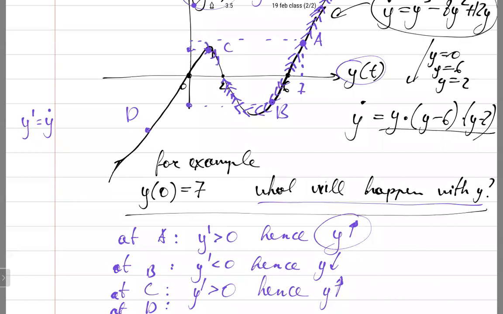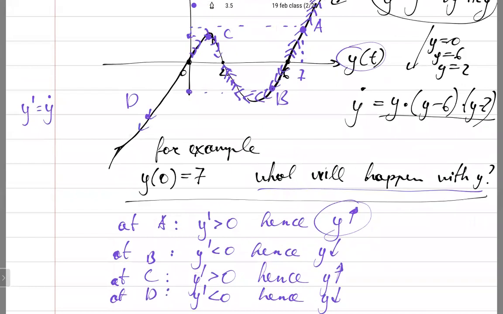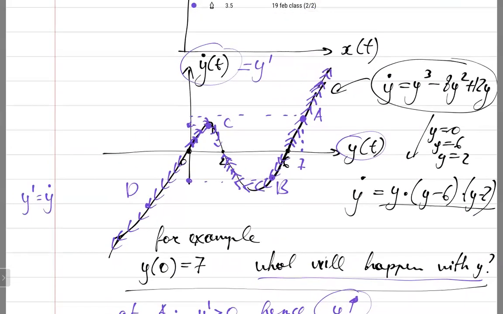So I should draw something like that. And finally, at point D, y prime will be negative. Hence, y will decrease, and I will move left. Okay, have we classified? We have not yet classified the points, but we have done 90% of the work. Now we should classify the points.